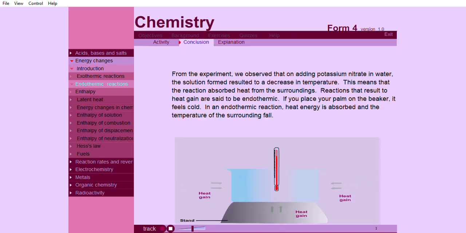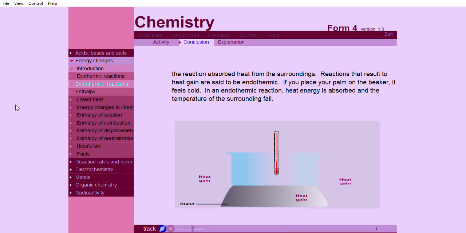From the experiment, we observed that on adding potassium nitrate in water, the solution formed resulted to a decrease in temperature. This means that the reaction absorbed heat from the surroundings. Reactions that result to heat gain are said to be endothermic. If you place your palm on the beaker, it feels cold. In an endothermic reaction, heat energy is absorbed and the temperature of the surrounding fall.